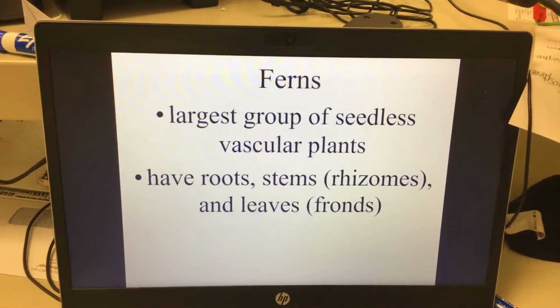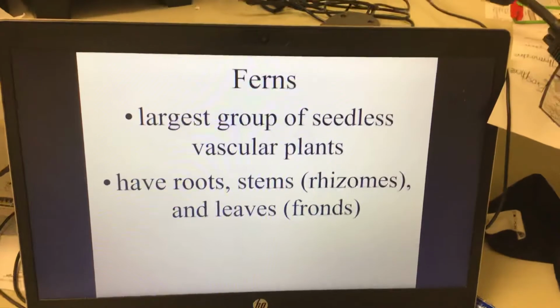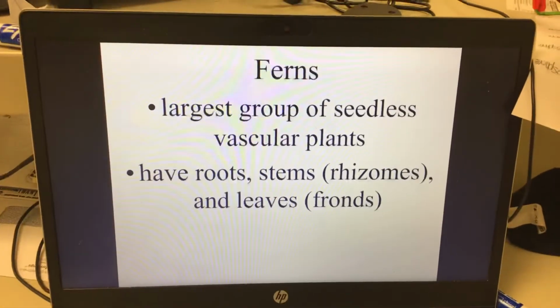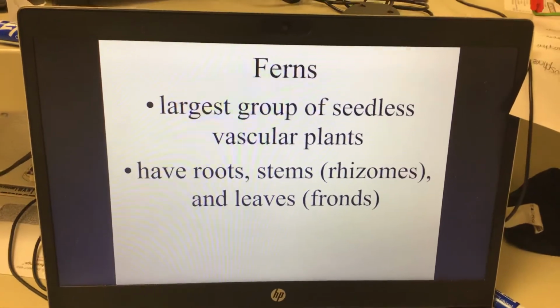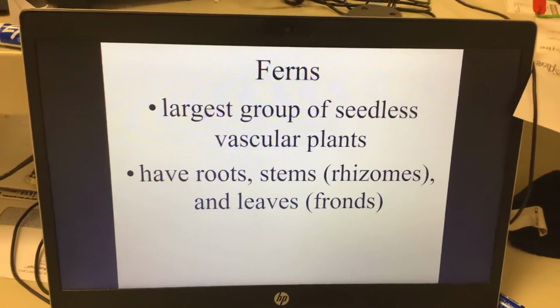I'd probably write this one down for sure. Ferns. This is my best example for seedless vascular plants. Largest group of seedless vascular plants. They have roots, stems, and leaves.